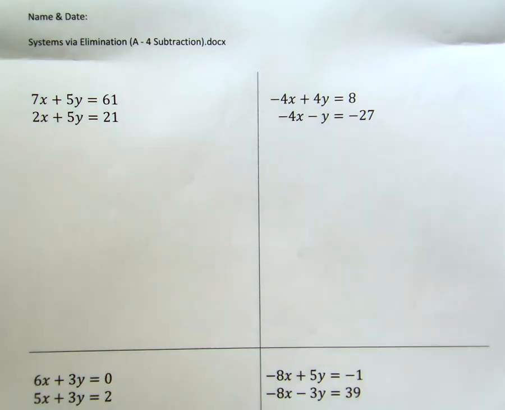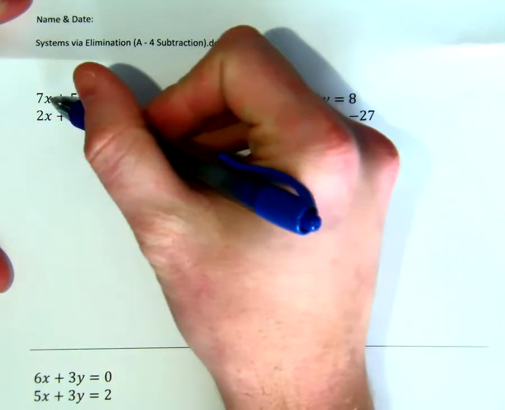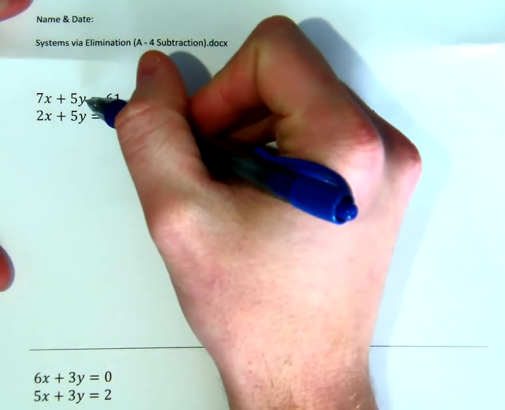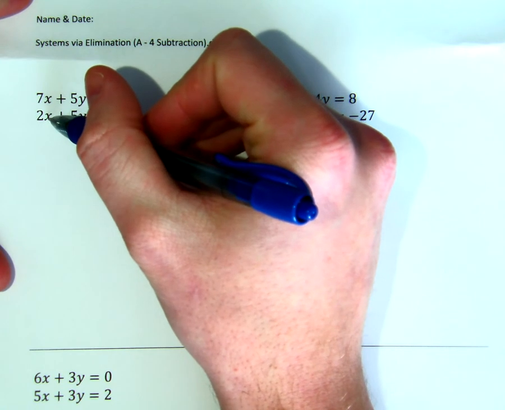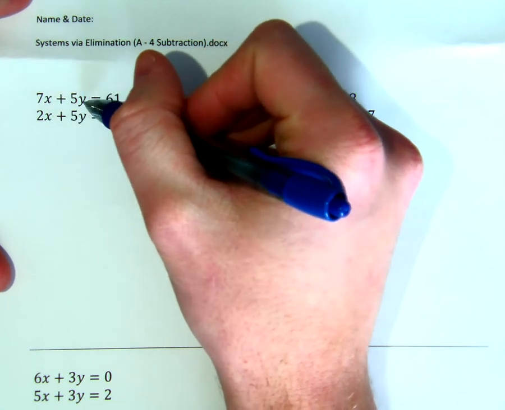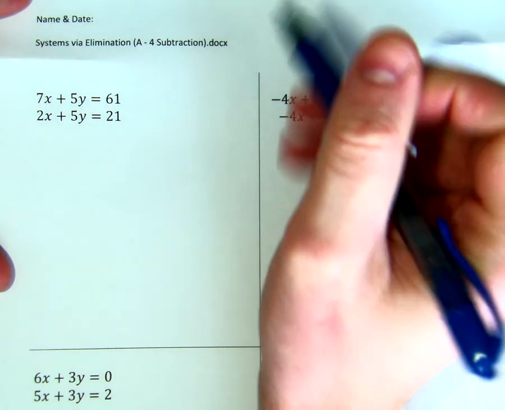When we're solving systems of equations by elimination, what we want to look for is a letter that has the same number and opposite signs. So as I look at this equation, the x's have a 7 and a 2, not the same number. If we move over to the y's, we see a 5 and a 5, which is good.